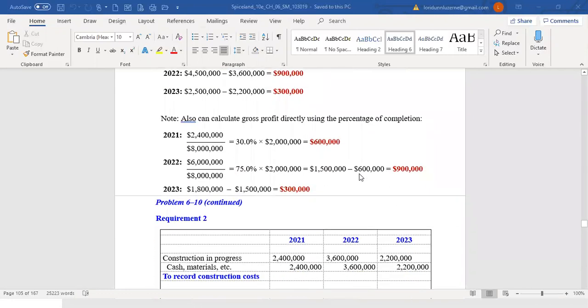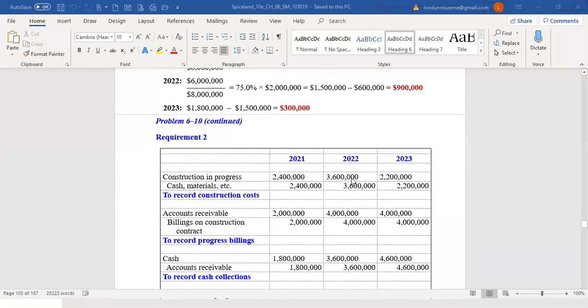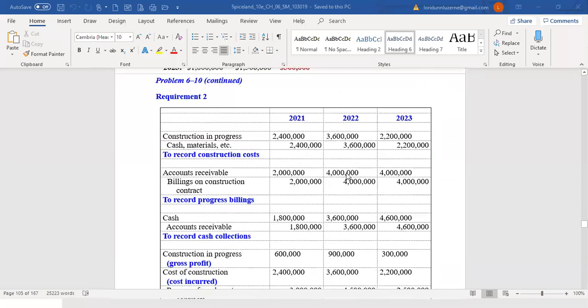Now, the next part. What's the journal entries? Prepare all necessary journal entries for each of the years. Credit cash, materials, etc. for construction costs. So now we must make journal entries for these items. We figured out dollar amounts, but what's the journal entries?